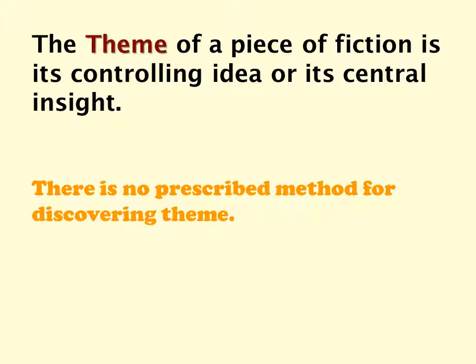The theme of a piece of fiction is its controlling idea, its central insight, and there's no prescribed method for discovering theme. But here are a couple of ways to test. Once you've got a sense of the theme, ask these questions. Sometimes we can best get at theme by asking, in what way or ways has the protagonist changed in the course of the story? And what, if anything, has the character come to understand? Sometimes the best approach is to explore the nature of the central conflict or conflicts and their outcome or resolution. And sometimes the title, in fact, frequently, the title will provide some important clue as to the theme.